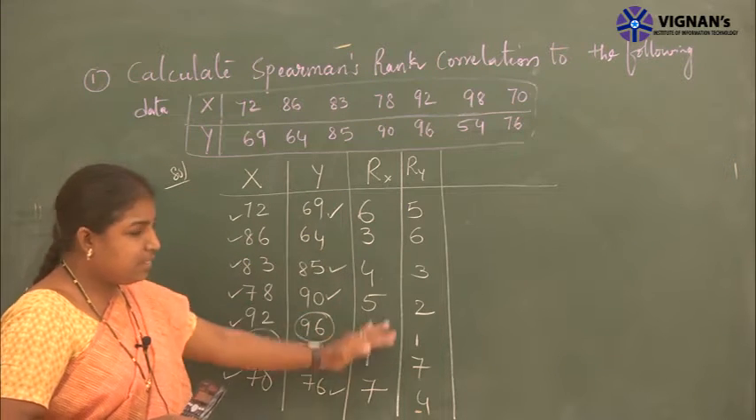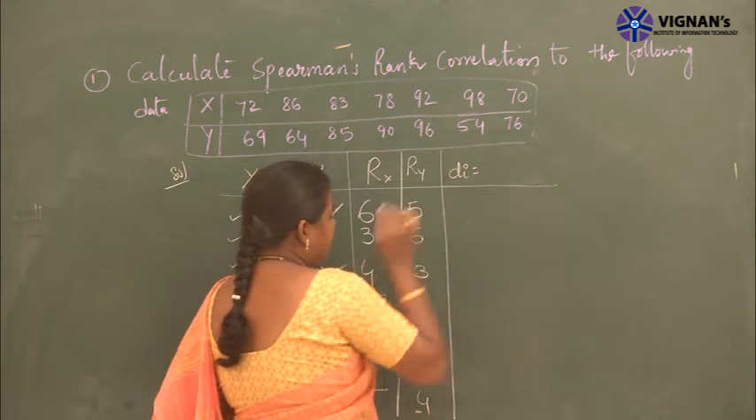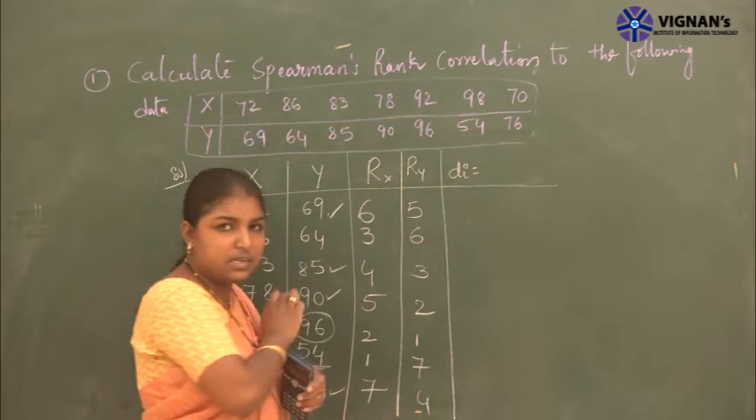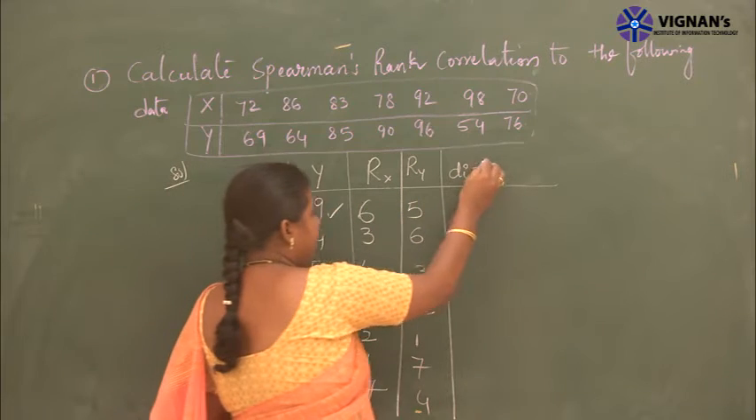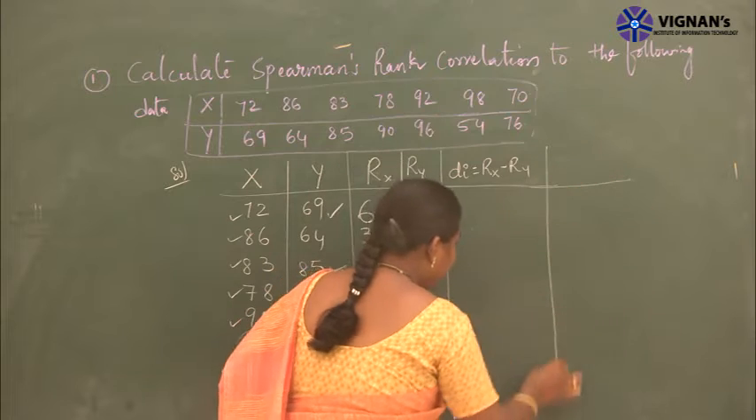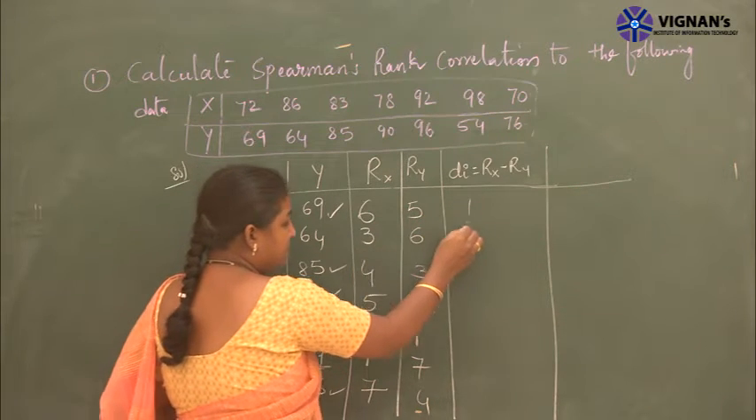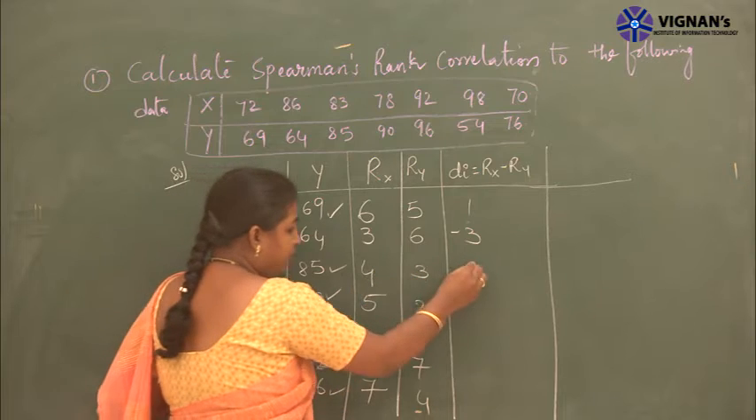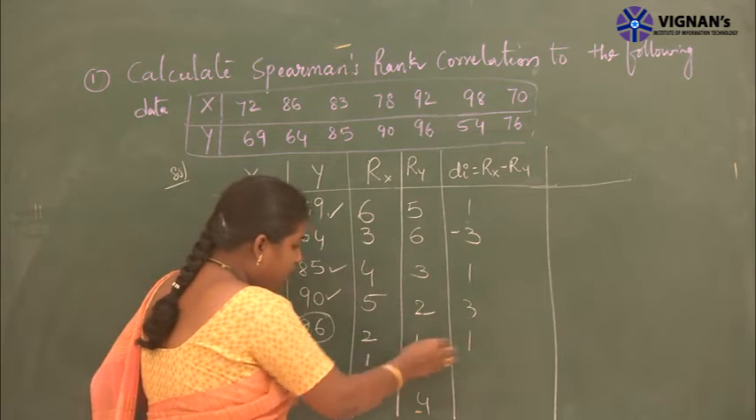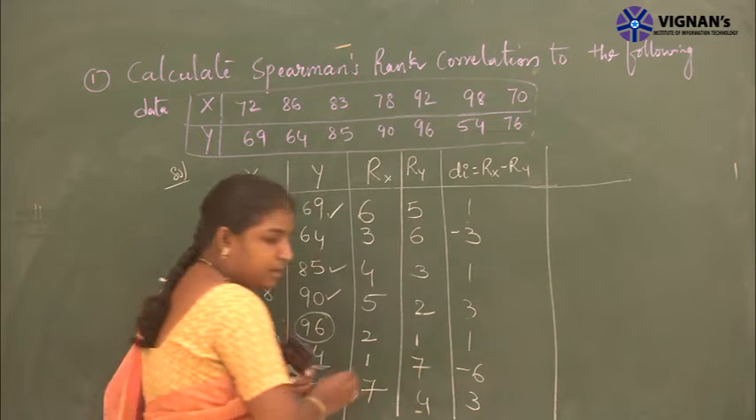After finding the ranks, next we find the di values. di is the deviation of the x ranks and y ranks, which can be written as Rx minus Ry. So 6 minus 5 is 1, 3 minus 6 is minus 3, 4 minus 3 is 1, 5 minus 2 is 3, 2 minus 1 is 1, 1 minus 7 is minus 6, and 7 minus 4 is 3.